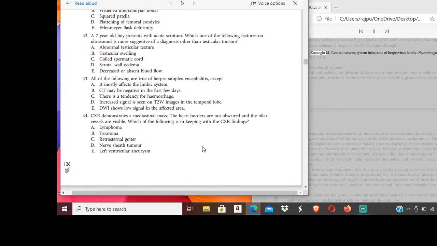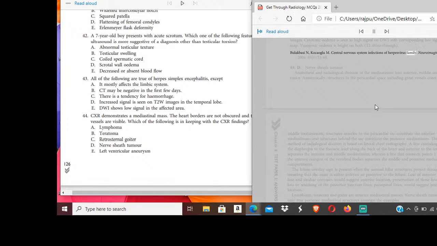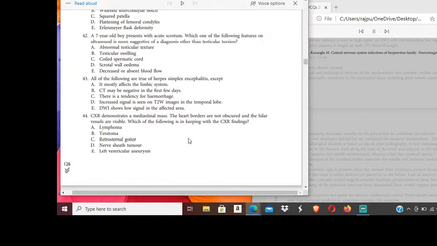Bulakbasi OT, Kocaoglu M. Central nervous system infections of the herpesvirus family. Neuroimaging Clin N Am. 2008;18:153-84. 44. D. Nerve sheath tumor.